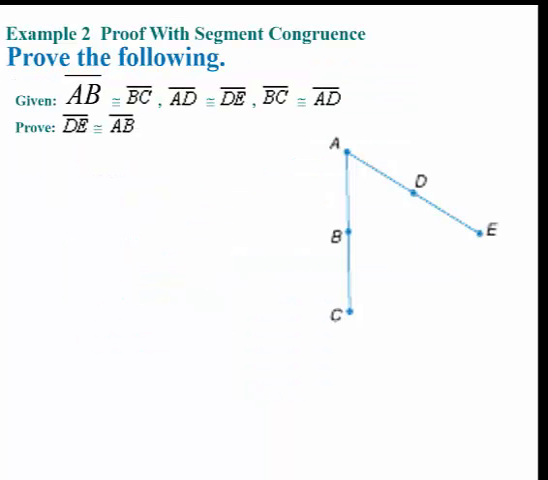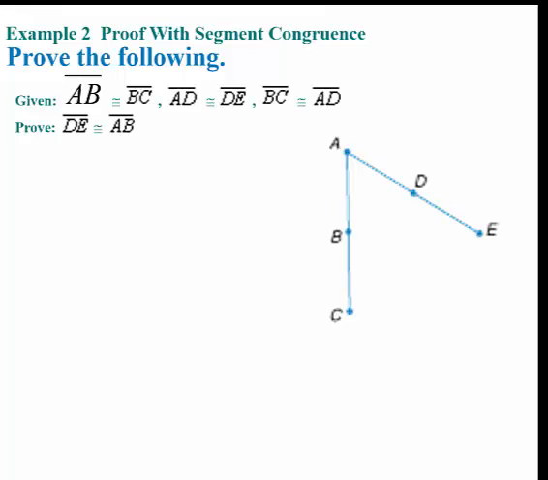Example 2. Proof with segment congruence. Prove the following. Given that line segment AB is congruent to line segment BC and line segment AD is congruent to line segment DE and line segment BC is congruent to line segment AD, prove that line segment DE is congruent to line segment AB. So the first thing I would want to do is mark my picture and see what all of the pieces are that are congruent to each other.